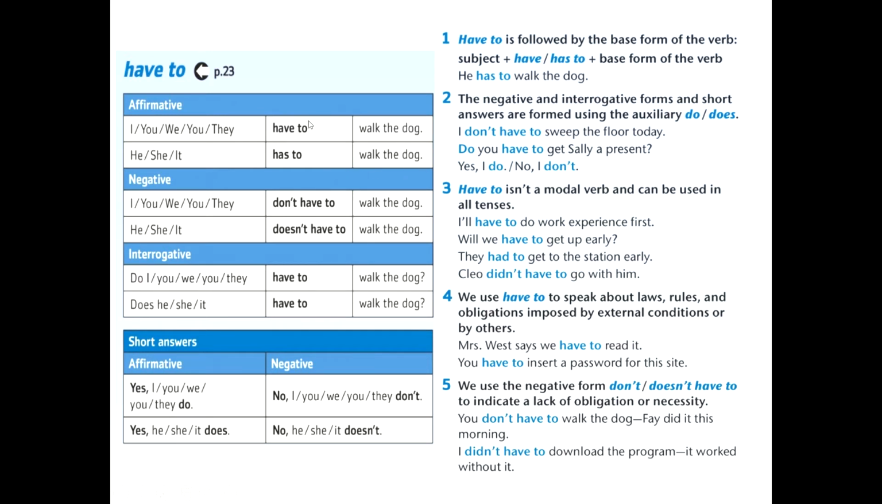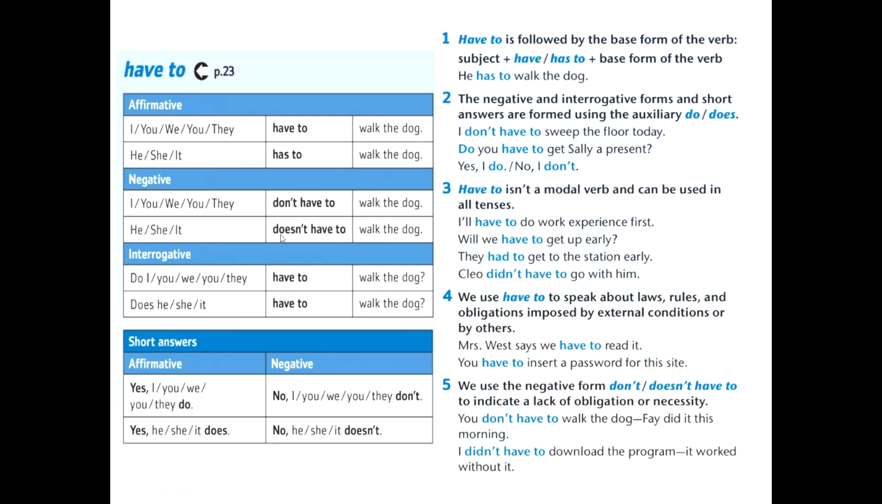Okay? When we use it in a negative form, the same division. Okay? I, you, we, you, they. Don't have to walk the dog. We use the same structure. And with the third person singular, he, she, it, we use doesn't have to. She doesn't have to walk the dog. Okay, there is no necessity for that.